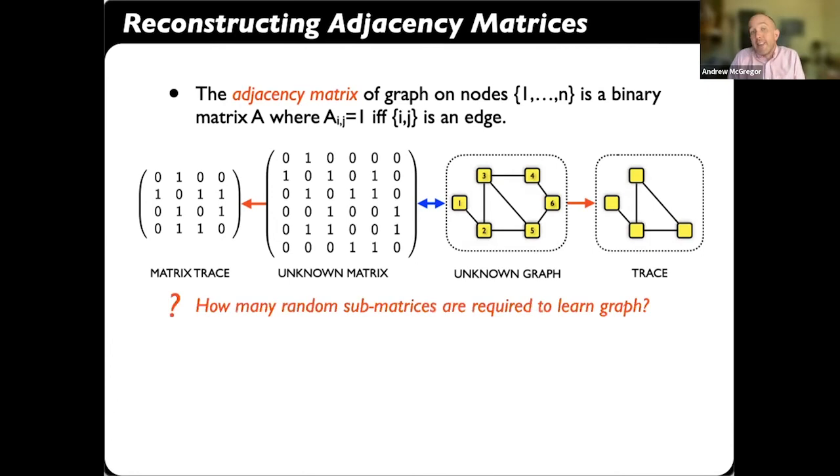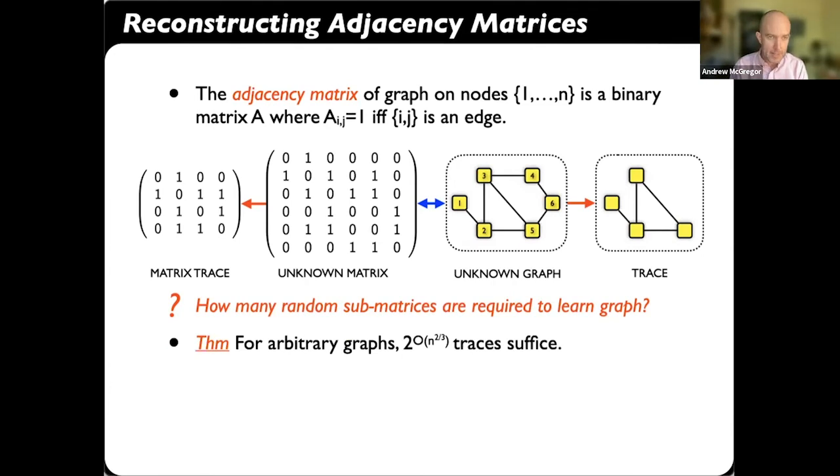Okay, so then the natural question is, how many random submatrices are required to learn a graph? Now, this model doesn't seem that different from the graph model, but actually there's a strict separation. Because remember, for arbitrary graphs, we needed exponential in n random subgraphs. But as soon as you fix this matrix representation, with this ordering of the rows and columns, we're able to show that exponential in n to the 2/3 traces suffice.